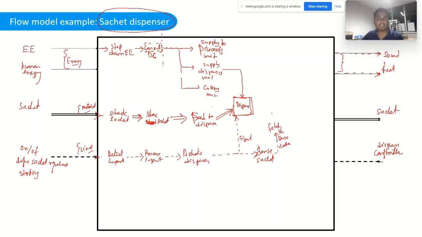To the dispenser, so that the dispenser stops. Okay, after detecting a certain number of sachets, whatever input has been provided, the dispenser stops.